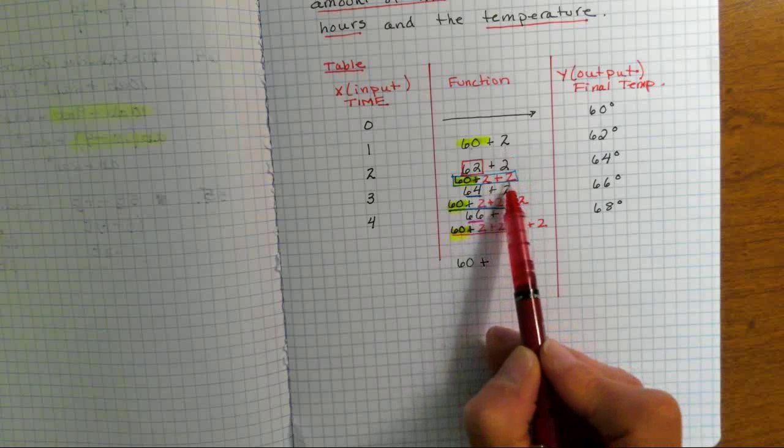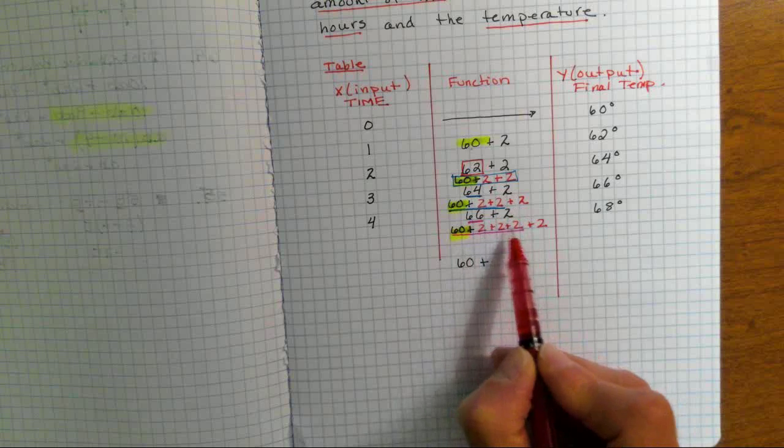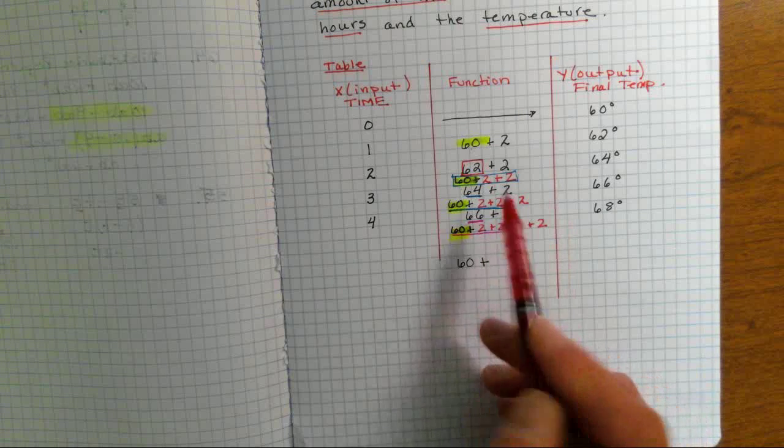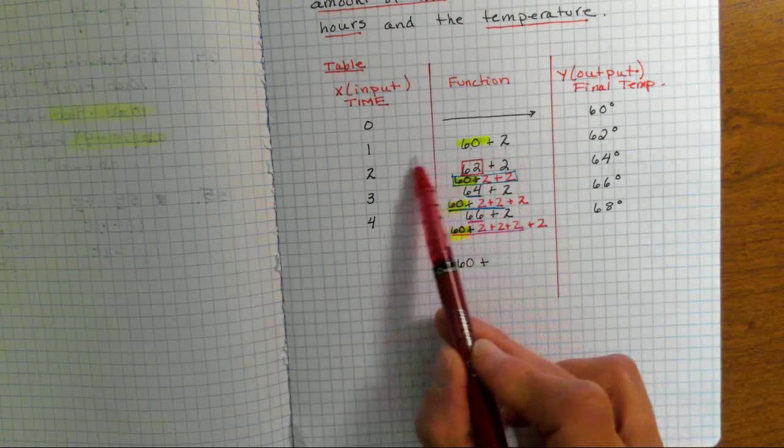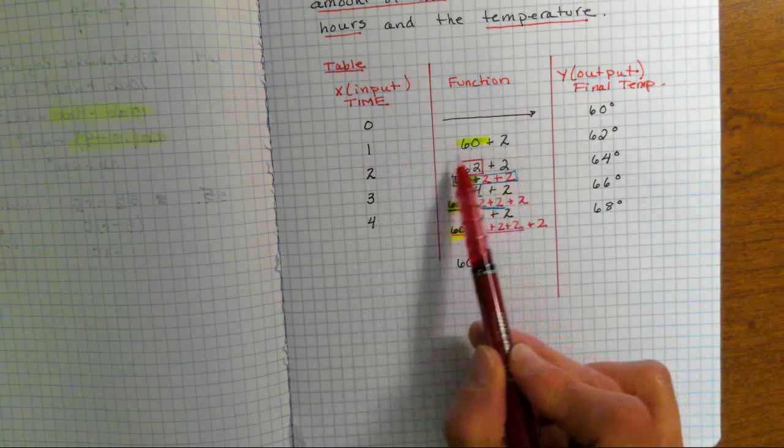Here I'm adding 2 2's. Here I'm adding 3 2's. And here I'm adding 4 2's. So I'm adding 1 2. Well, look, here's number 1. So isn't this 1 times 2?